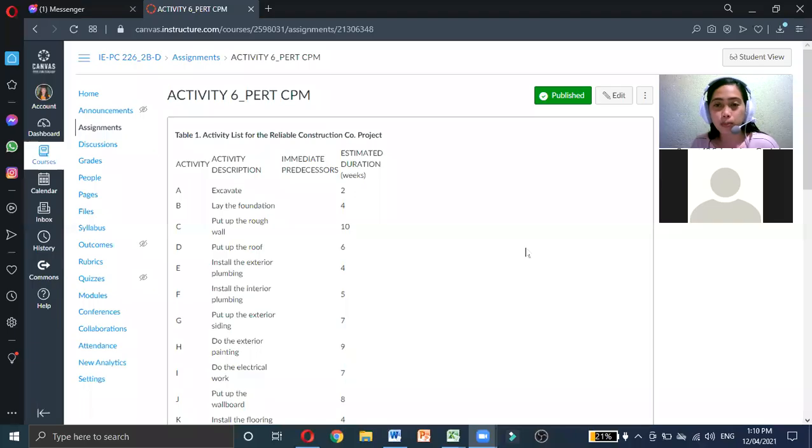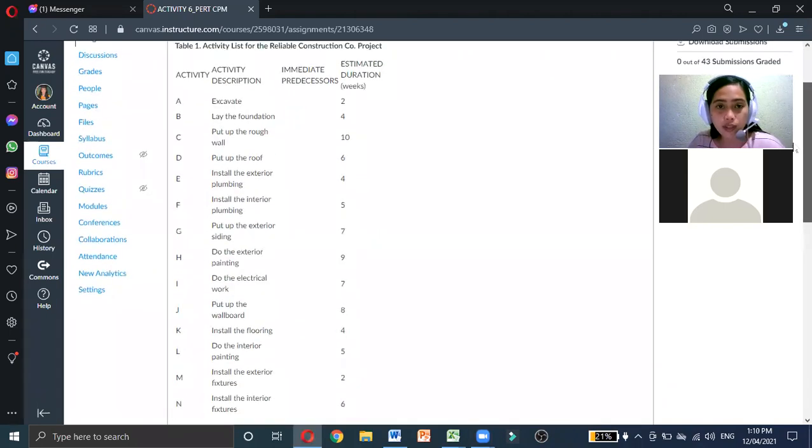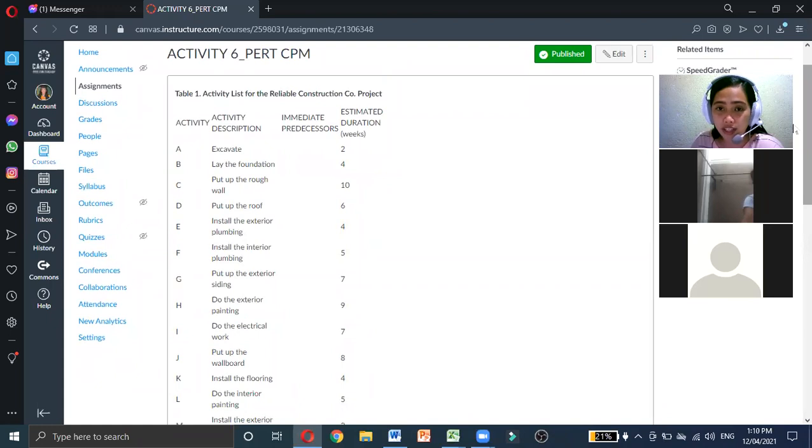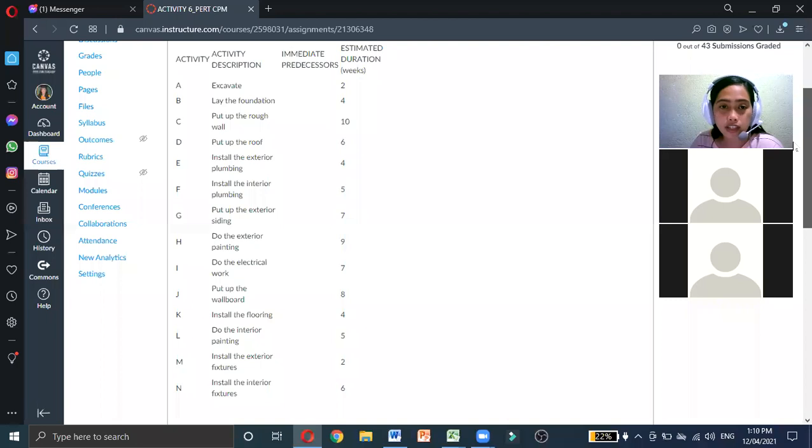Okay? This is your Activity 6, which is the PERT CPM. You are given the activity description. At the same time, you have to look for its immediate predecessors, and you're also given the estimated duration. So now, these are our activities.